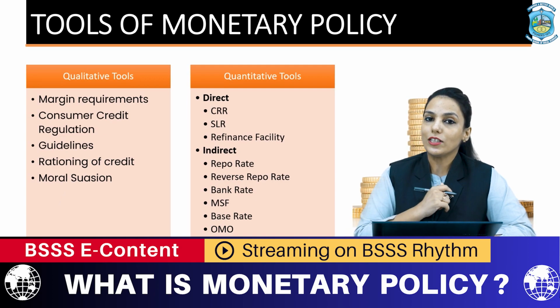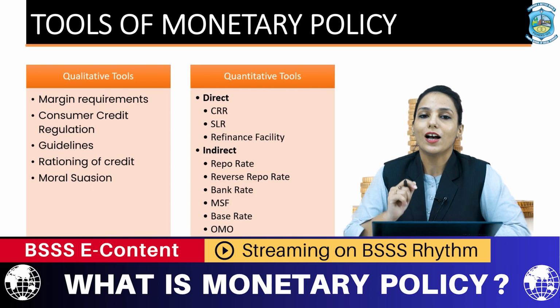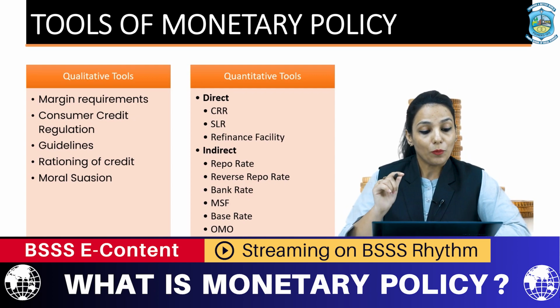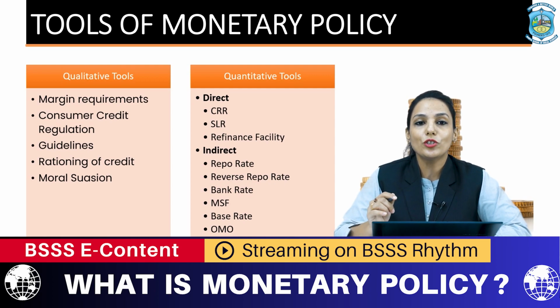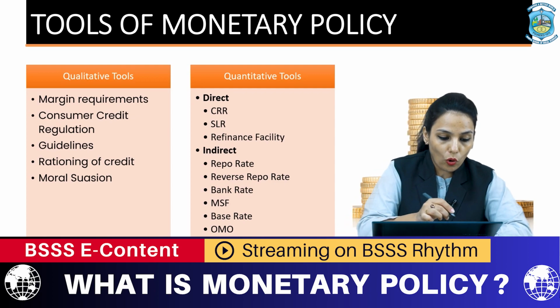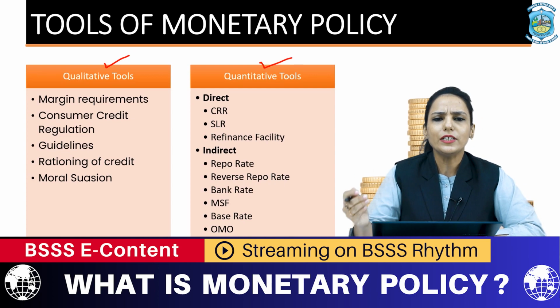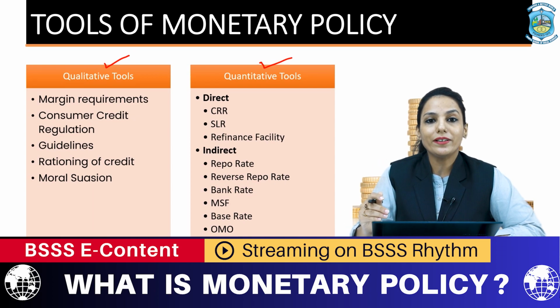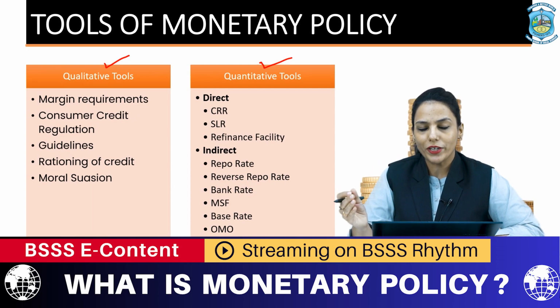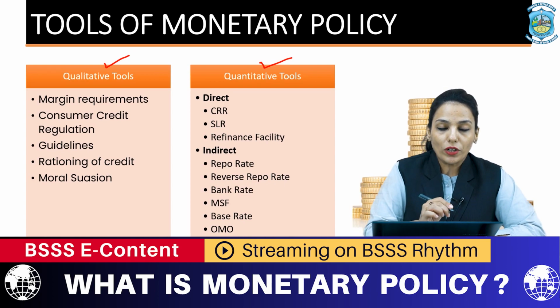Now, having seen the objectives, let's discuss how the monetary policy achieves these objectives. The monetary policy achieves these objectives through tools, through instruments. The instruments of monetary policy are of two types: qualitative and quantitative. These tools help in regulating the aggregate demand through supply of money, cost of money and availability of money. Let's see the qualitative tools first.